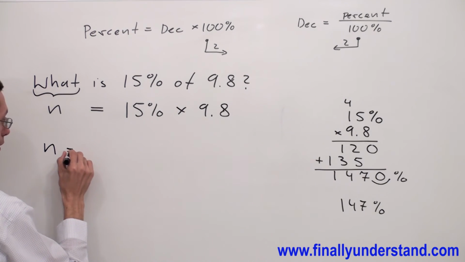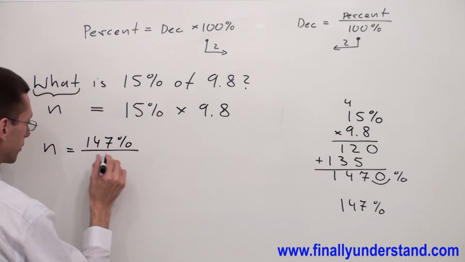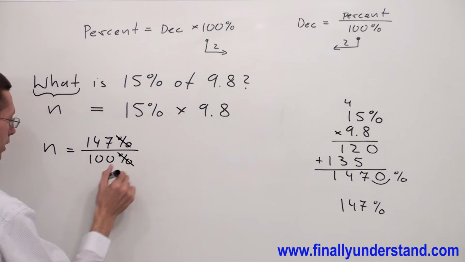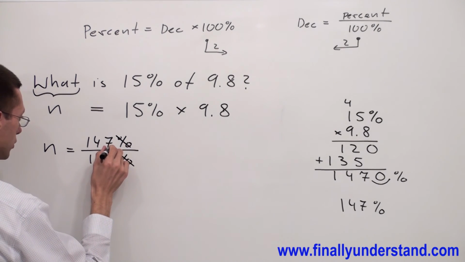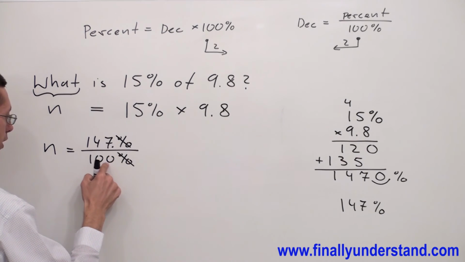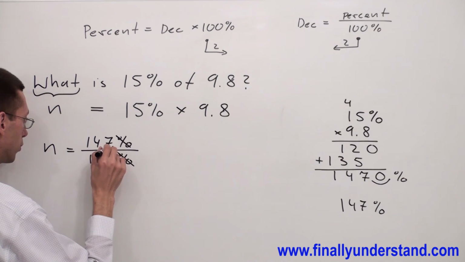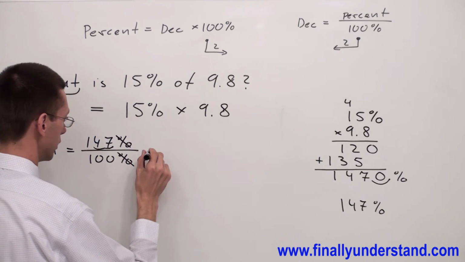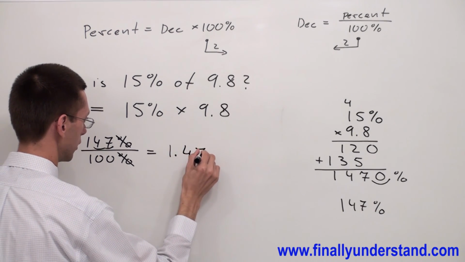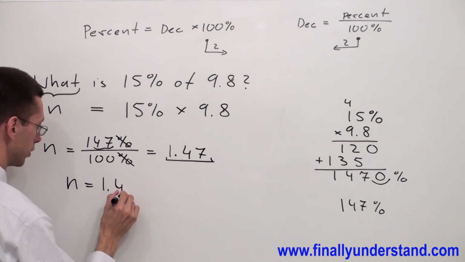That's why I'm going to have n equals 147% over 100%. Remember, percent and percent will cancel out. Anytime we do not have a decimal point, just make it visible. It's always at the end of the number. And anytime you divide by 100, you have to move the decimal point twice to the left. So that's why I'm going to move 1, 2, twice to the left. And my final answer is equal to 1.47. So n is equal to 1.47.